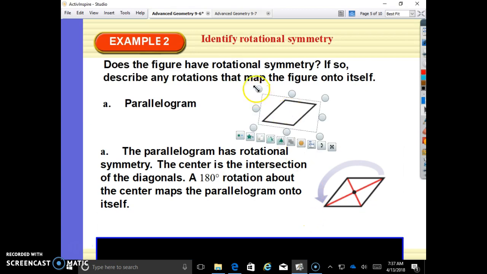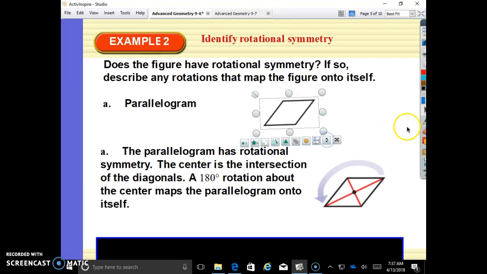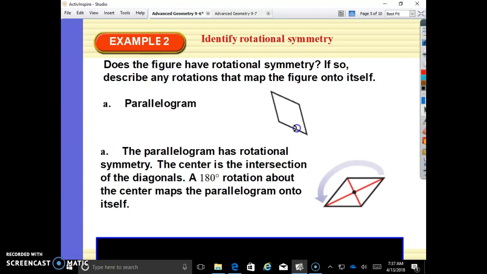Or do they have it at 180? Were you guys watching? At 180 it did. Look, at 180, we're going to go halfway. See it? Half of a circle. 180. Only 180. So at 180 and 360. So it only has rotational symmetry of 180, nothing else, right? It's the only time it looks exactly the same.